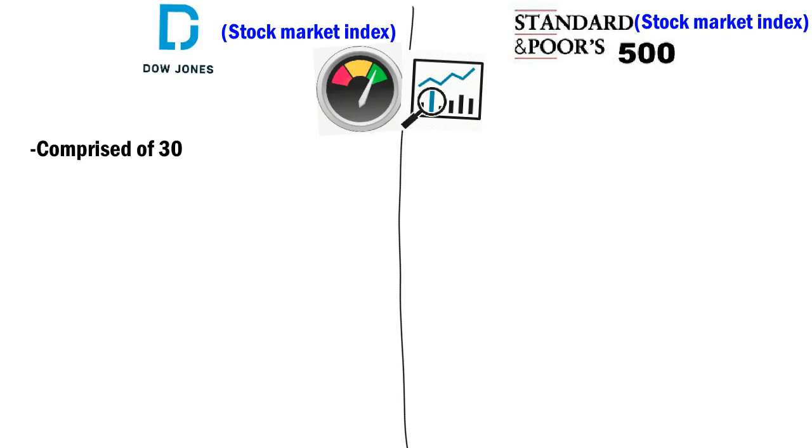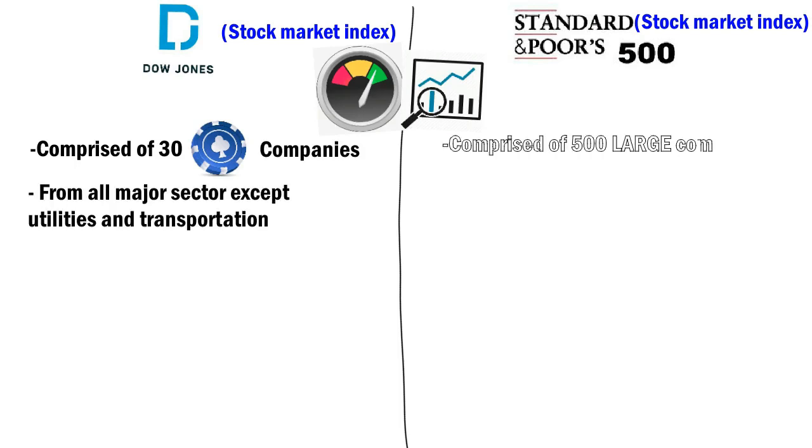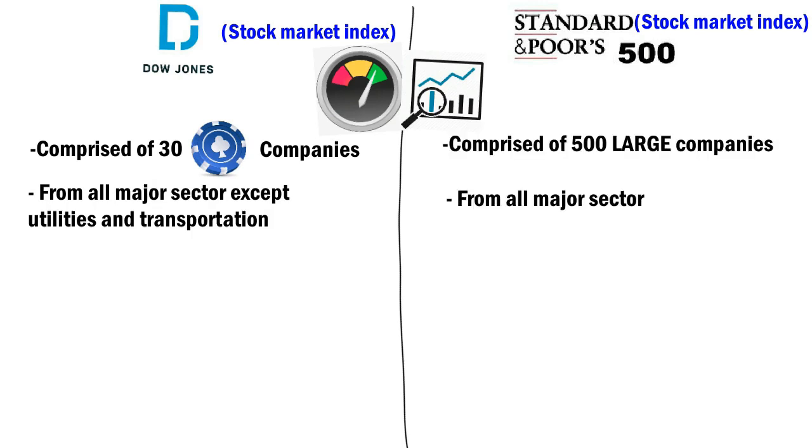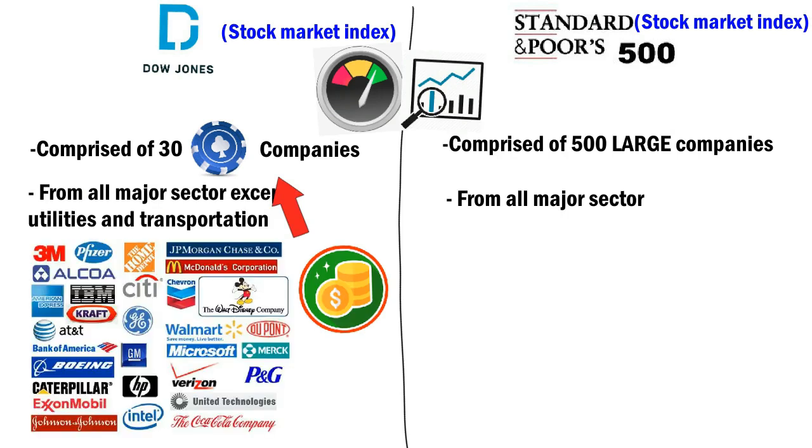Dow comprises 30 blue-chip companies, from all major sectors except utilities and transportation. While the S&P comprises a total of 500 large companies from all major sectors. The blue chip here means a company that is well established and financially stable. These include some popular companies like IBM, Intel, McDonald's, Disney, HP, and many others. All these companies have a very good reputation, quality, and profitability.